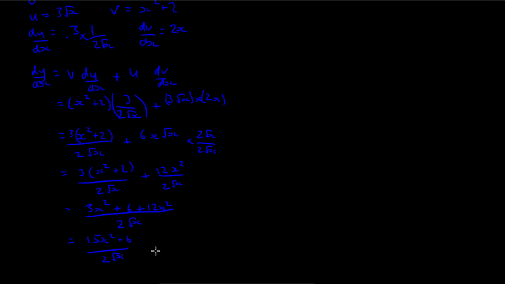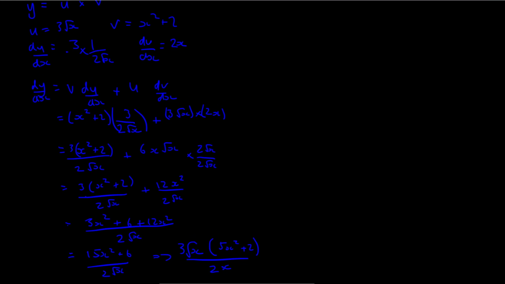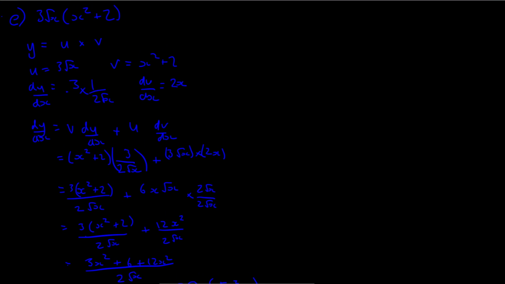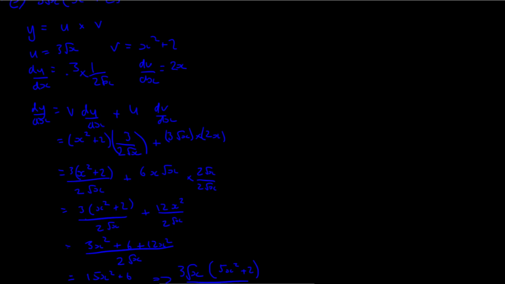We've got a root x on the bottom again. Gosh darn it. Let's rationalize that denominator. That just means getting rid of the square root. So we'll have square root of x. 15 and 6, we've got a common factor. Let's factorize that. We'll take a 3 out as well. What's left over on the inside? We will have 5x squared plus 2 all over 2x. There we go, and that is our fully rationalized answer to question E, which was 3 root x, open bracket, x squared plus 2.